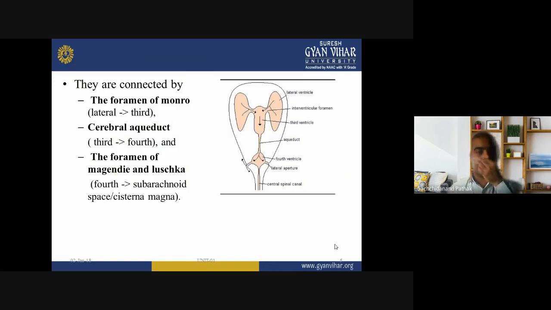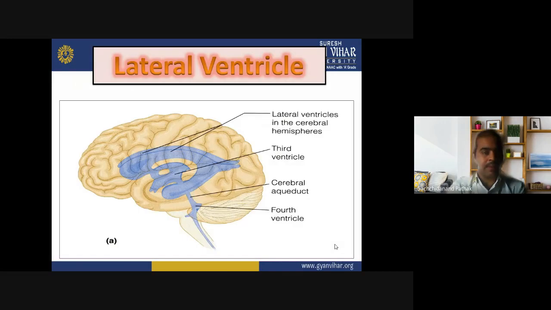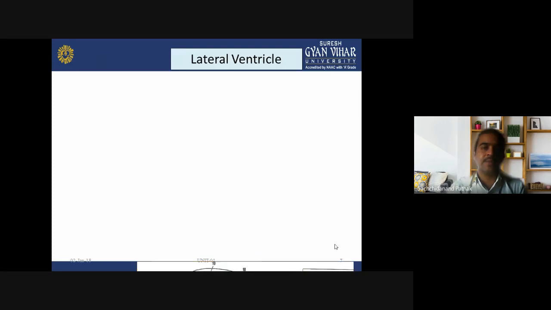Now these ventricles are connected by the foramen of Monro, which connects the lateral ventricles to the third, then the cerebral aqueduct connects the third and fourth, and the foramina of Magendie and Luschka open from the fourth into the subarachnoid space or cisterna magna. Now the lateral ventricle is in the cerebral hemisphere. We can see there are two lateral ventricles, then the third ventricle and the fourth ventricle, as shown in the images.